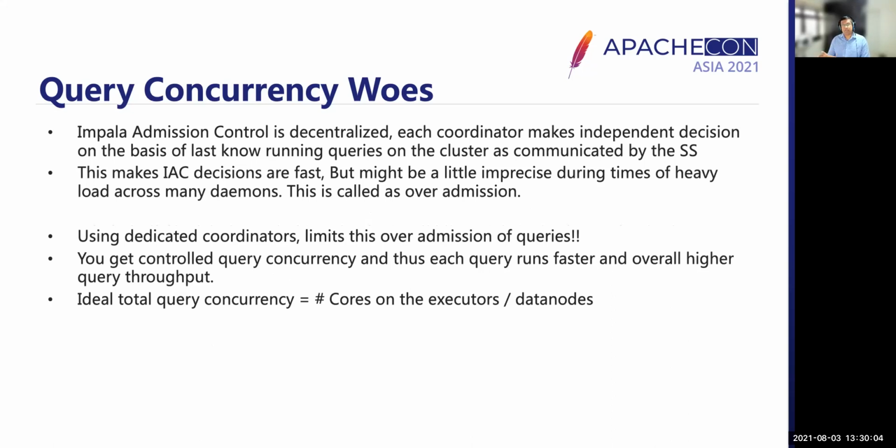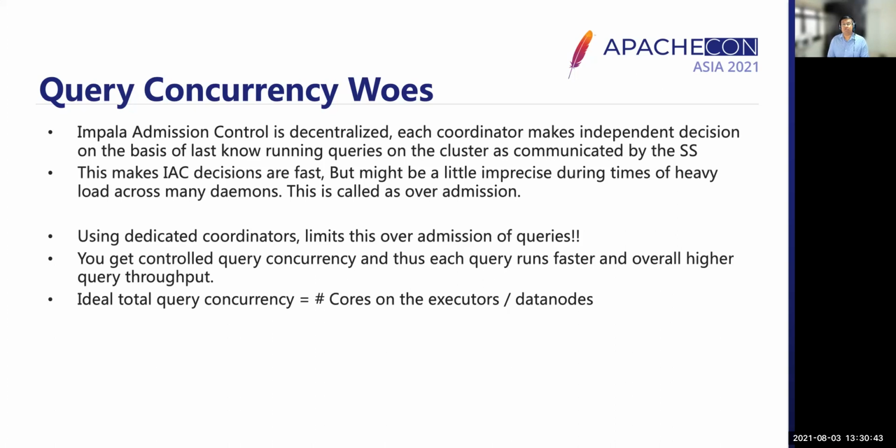Some information about admission control. Admission control runs decentralized, which means if you look at any Impala query plan, you would see that the queries are typically admitted or rejected or queued in a matter of nanoseconds. When you take decisions in a matter of nanoseconds, you have to make a decision then and there on the basis of the state information available with that coordinator. You don't have the luxury to talk to all other coordinators, because that cannot take nanoseconds to finish. Thus, each coordinator makes an independent decision whether to admit or not to admit a query.